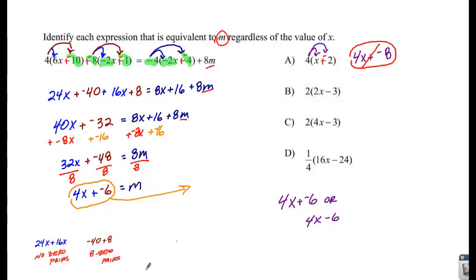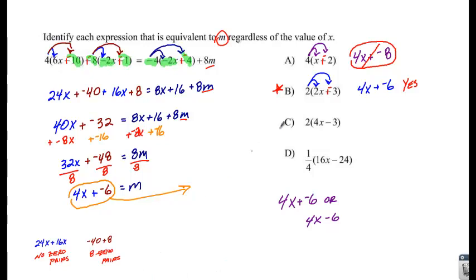Our next one, again, we're going to make it adding the opposite, adding a negative. 2 times 2x, 4x. 2 times negative 3 is plus negative 6. Yes, this is a solution. We like B.